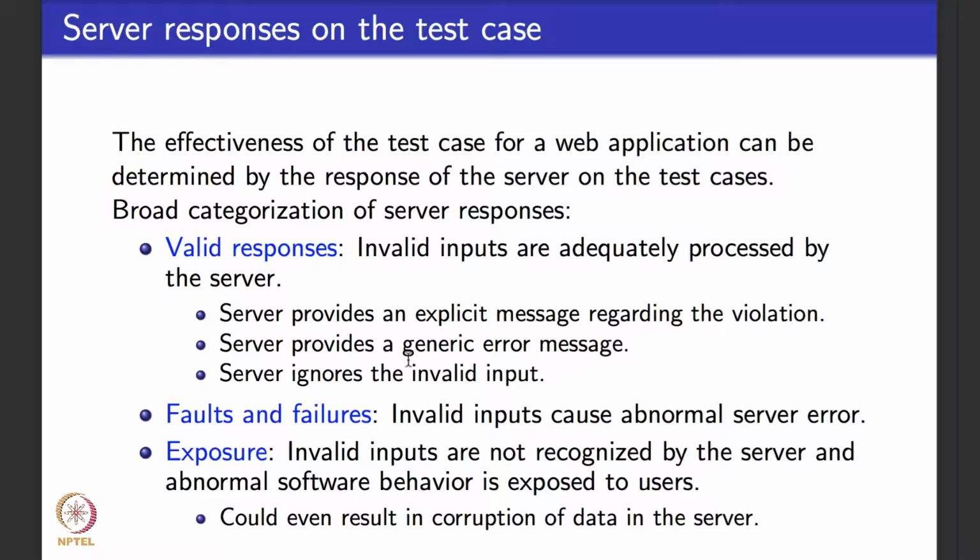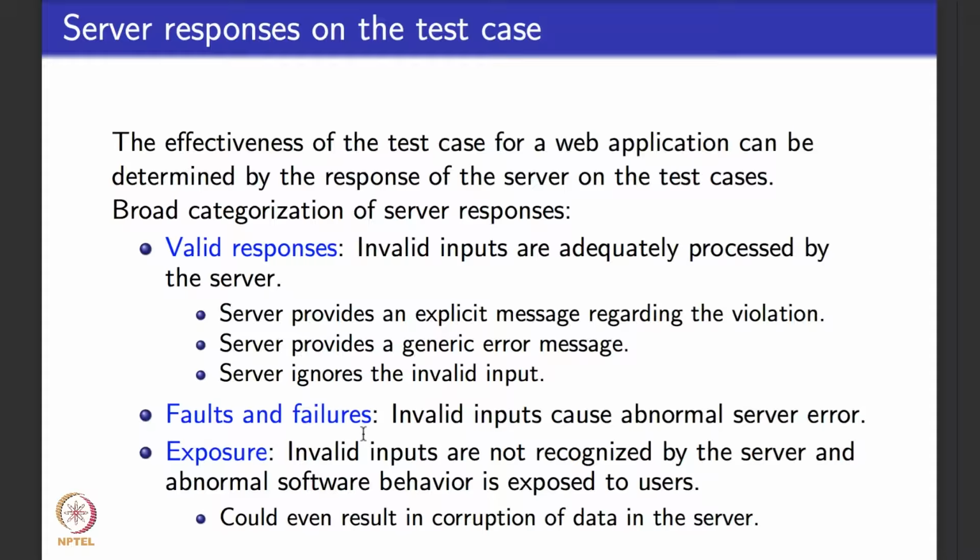It responds by providing an explicit message saying that there is a problem, this input is not of this format, and it explains the violation. It could respond by providing a generic error message which is not fine-tuned to the kind of violation that happens, or the server could just ignore the invalid input. What do we mean by ignoring the invalid input? It recognizes the fact that it's an invalid input, ignores it in the sense of doesn't intimate the tester or the client that the input is invalid, and goes ahead and does its job normally.